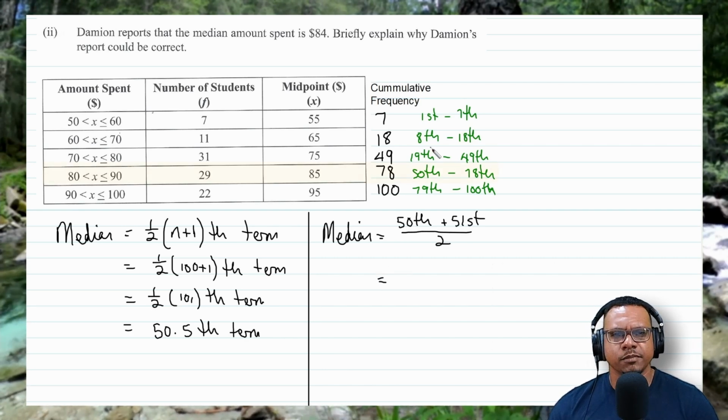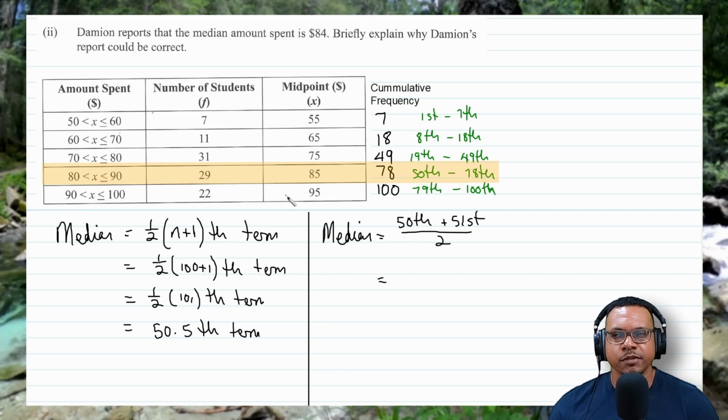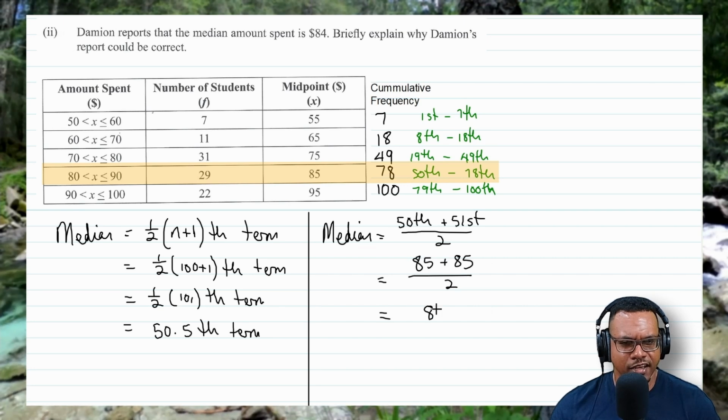And looking at the table here, my 50th term would lie within this class interval, 80 to 90. And my 51st term would lie within the same class interval, 80 to 90. So to work out the median, I'll be using the midpoint for this class interval, 80 to 90, and that will be 85. So I'll be putting 85 plus 85 divided by 2, which will just give you back 85. So $85 would be the median.